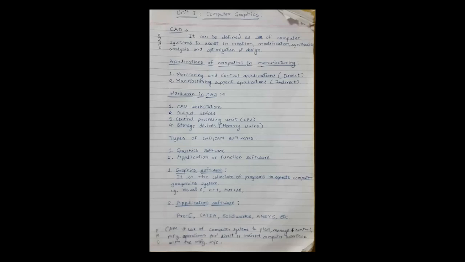So CAM is again the use of a computer system to plan, manage, and control manufacturing operations through direct or indirect computer interface. So all CNC machines are nothing but CAM.